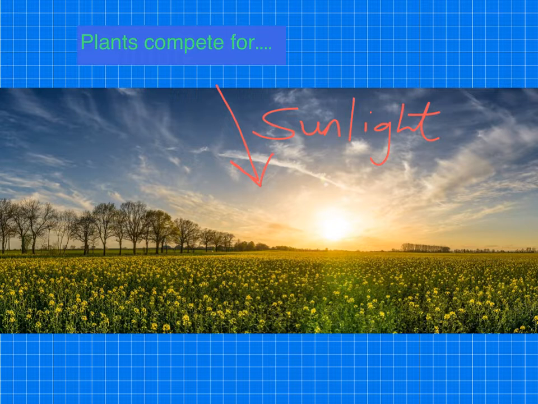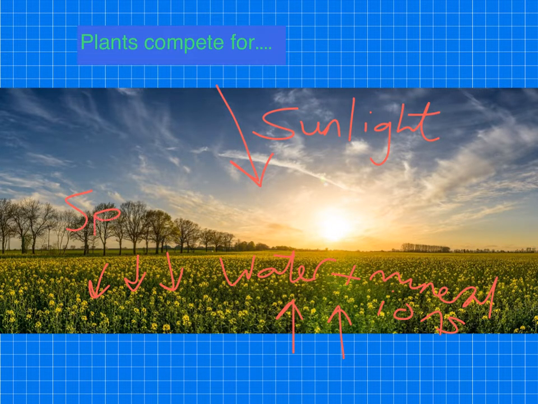And then secondly, they're going to need space. So you're going to need space to be able to grow and get enough resources. And from below, they're going to need to get enough water and mineral ions. So to summarize, sunlight, water and mineral ions, and space. And they compete for those things.